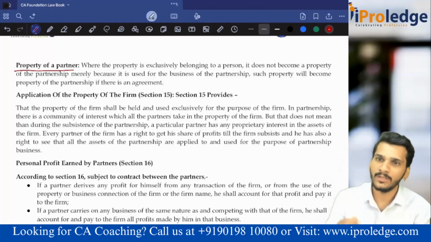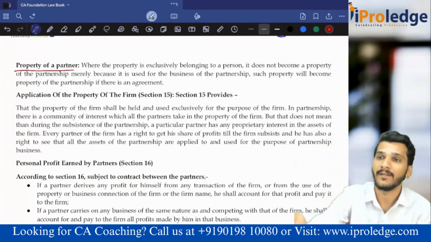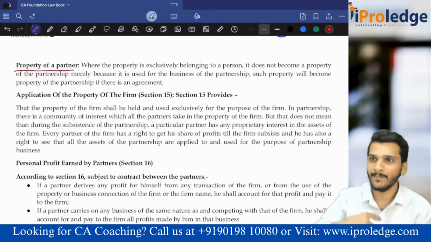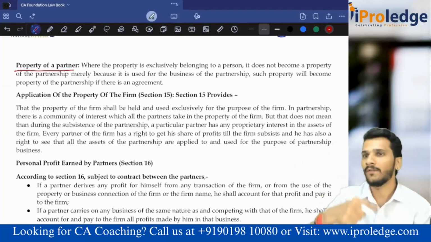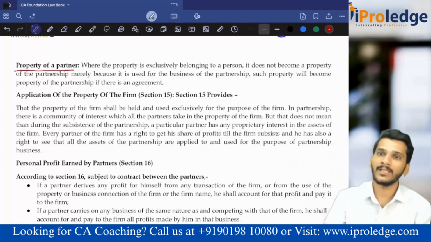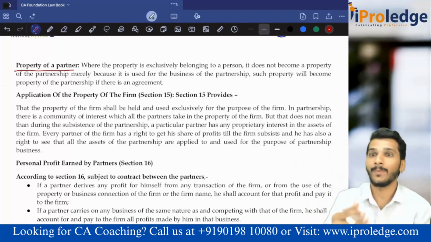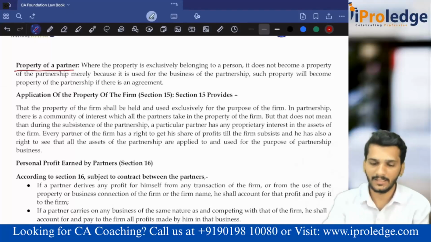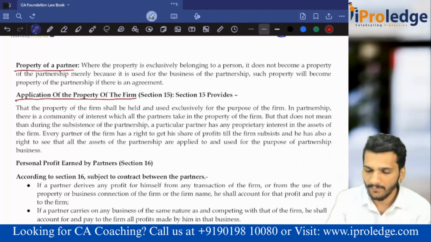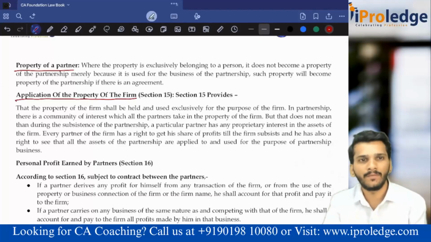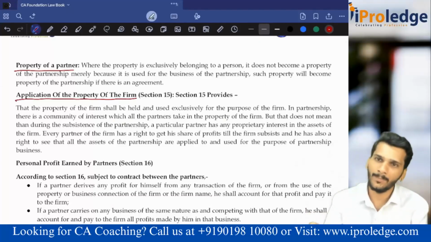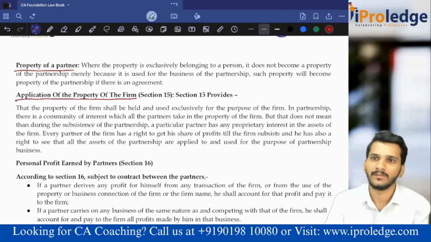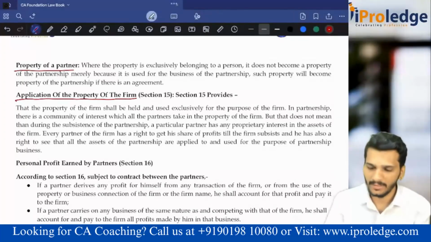Just because I use it for only one purpose of the firm, it does not mean that it becomes the partnership property. Or sometimes I did not bring my scooty. I want to take my girlfriend outside. Then I took the scooty of the firm for one day. Just because I use it for my personal purpose, it does not become my personal property. That's what they're telling here. Then, application of the property of the firm. How can you apply the property of the firm? You should apply the property of the firm only for the purpose of partnership business, not for any personal business.